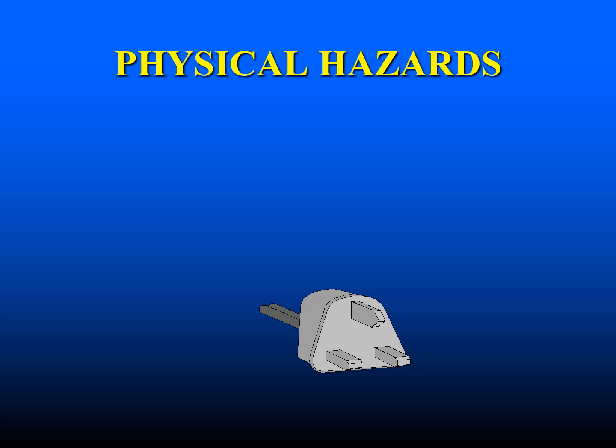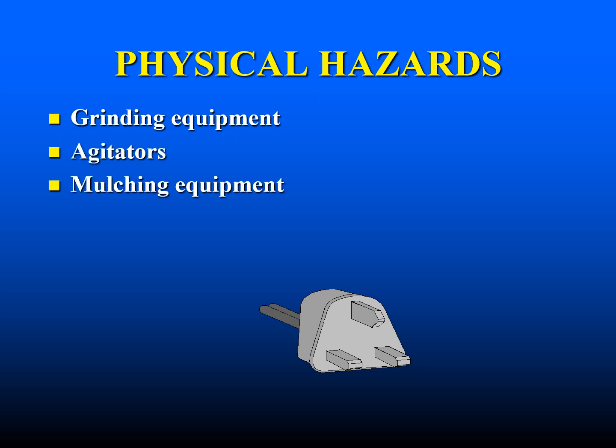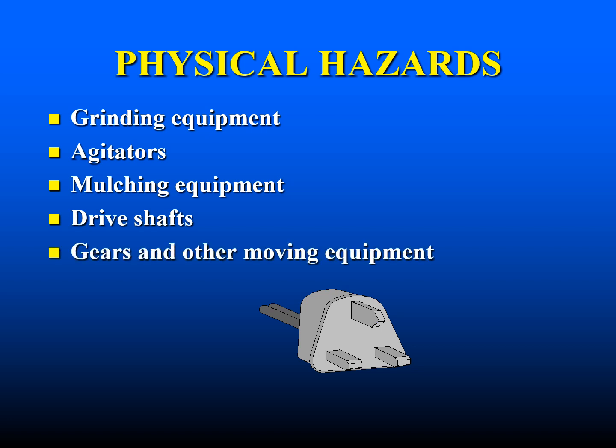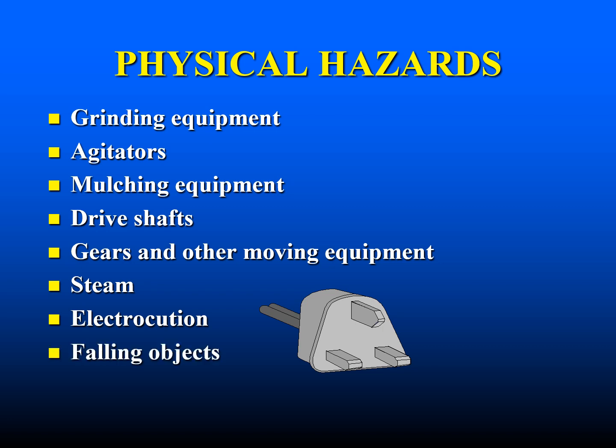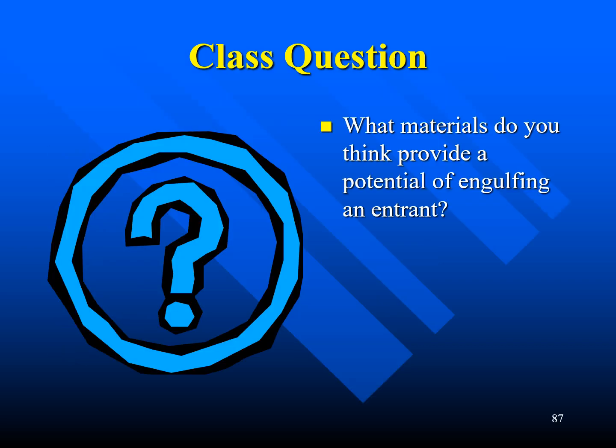Now let's talk about some of the physical hazards. We have grinding equipment, agitators, mulching equipment, drive shafts, gears or other moving equipment, steam, electrocution, falling objects. All these are possible physical hazards that we can encounter in a confined space. Here's a class question. What materials do you think provide a potential for engulfing an entrant?